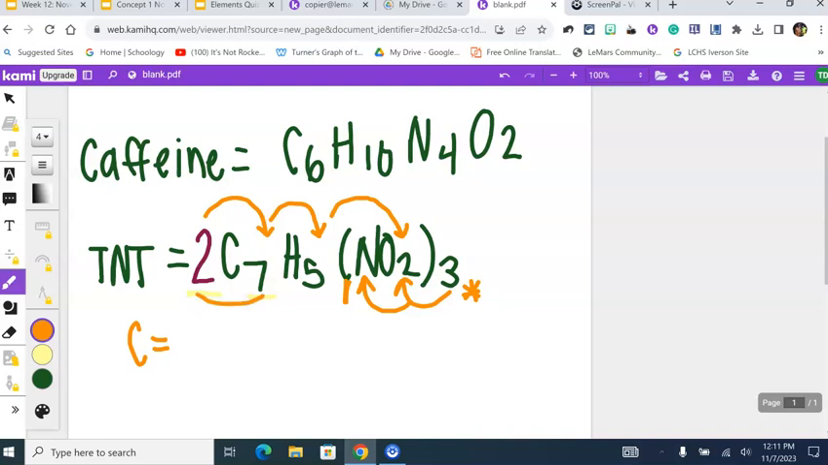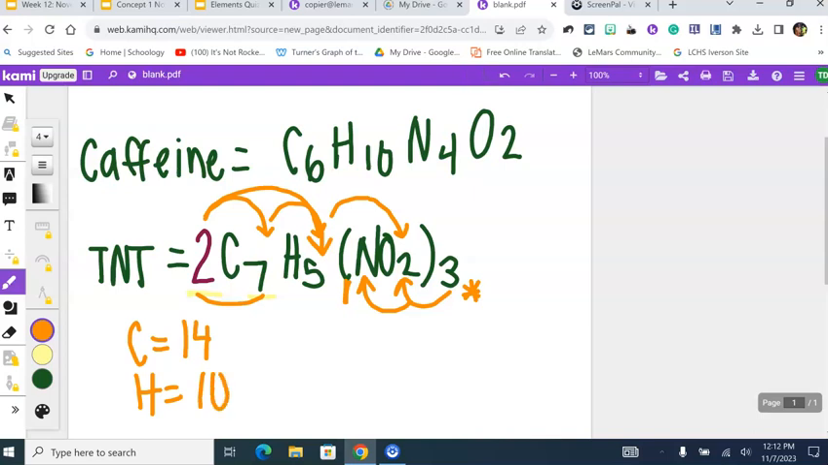2 times 7 is 14. So that coefficient multiplies that subscript. Now, this coefficient also multiplies the hydrogen subscript, which means how many hydrogens do I have? 10.